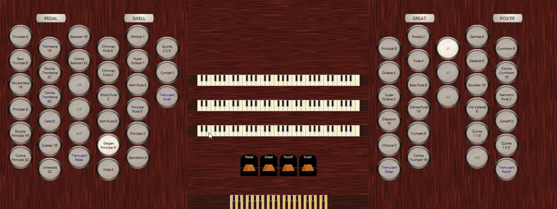8-foot Geigen Principal, which actually borrows some of the 16-foot Principal notes. And then it just goes back to the main 8-foot Principal in the Great Division, just kind of transitions back to that.